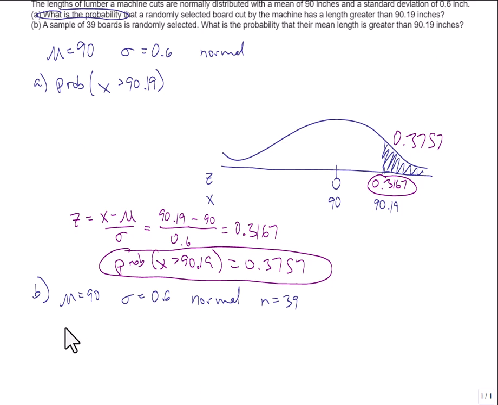Now I should go back and say, what is the question asking? The probability that their mean length is greater than 90.19 inches. Notice it's not the length of one board, it's the mean length from your sample. The mean from a sample is x bar. So this question is asking, what's the probability that x bar is greater than 90.19?